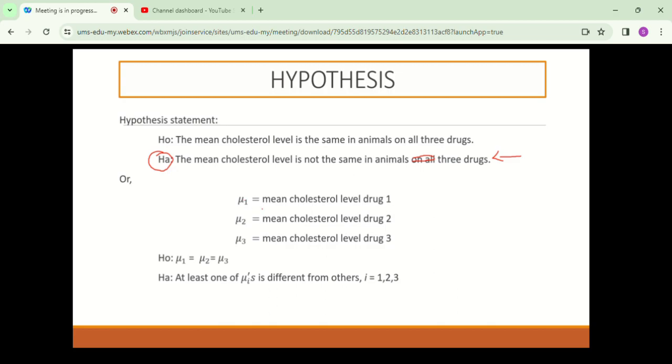So let's say mu1 represents the mean cholesterol level from drug 1, and then mu2 is the mean cholesterol level from drug 2, and mu3 is the mean cholesterol level from drug 3. So we can also write our hypothesis like this.